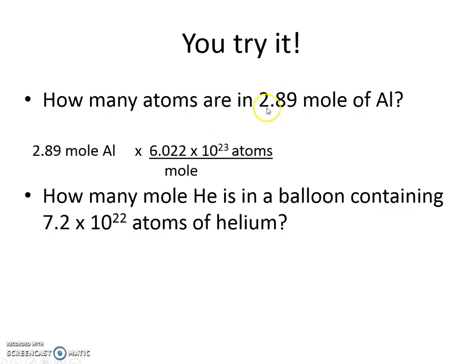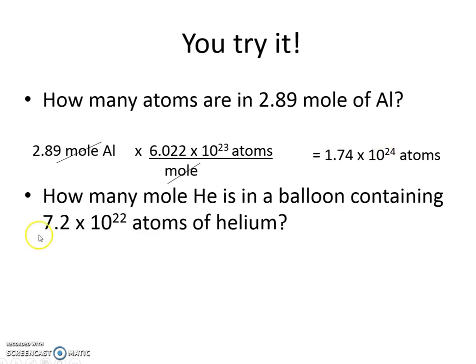We start this problem with the given 2.89 mole. Now we need to go from mole to atoms, and remember this number here, Avogadro's number, goes with atoms. So we multiply these two together and we get 1.74 times 10 to the 24.